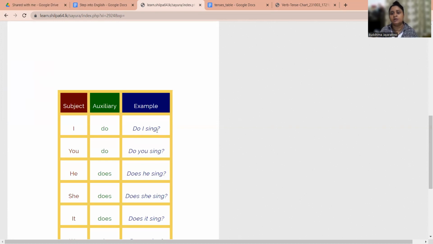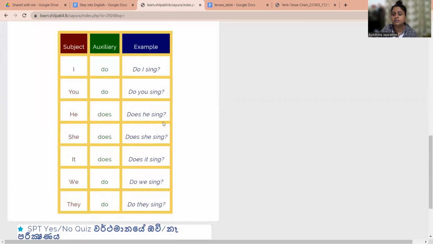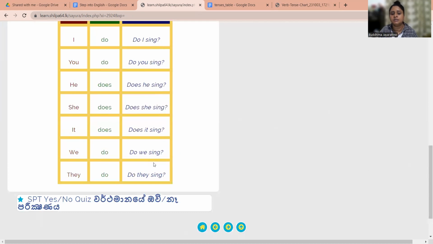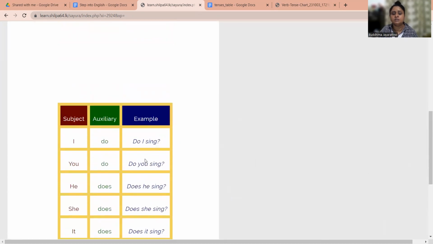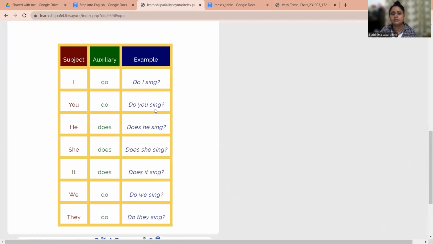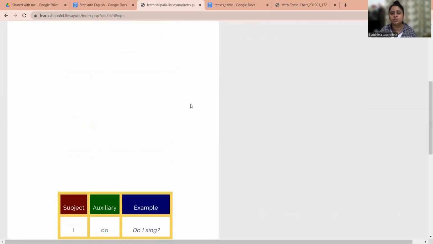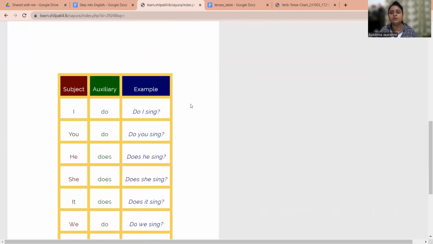Do I sing? Do. That means it's a question. The auxiliary verb comes first. And do you sing? Does he sing? Does she sing? Likewise it goes. And do we sing? And do they sing? So for all these examples, you can see that you can give one single answer. Yes or no. Do I sing? Yes or no. But there can be some questions formed with a question word and the auxiliary both.